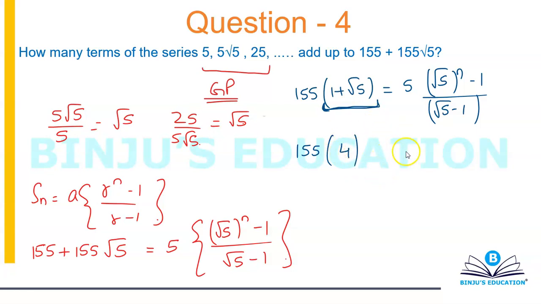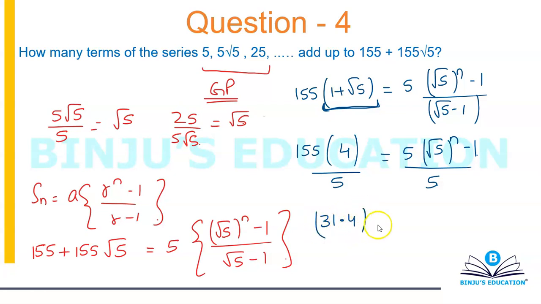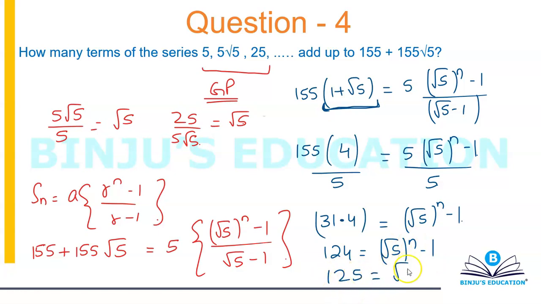That's 5 minus 1, which is 4, and that is equal to 5 into root 5 to the power n minus 1. Now I can divide both sides by 5, so this will become 31 into 4 is equal to root 5 to the power n minus 1. So this will become 124 is equal to root 5 to the power n minus 1, or 125 is equal to root 5 to the power n. Now this question is done.